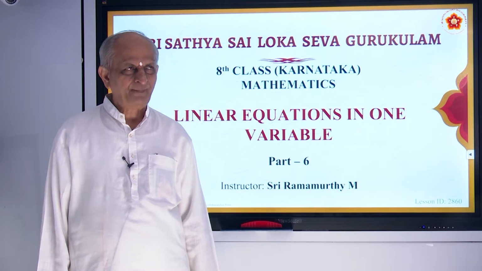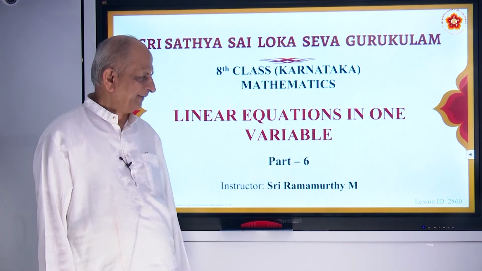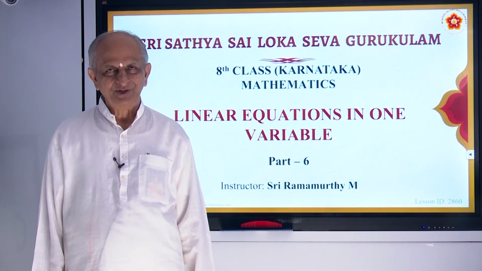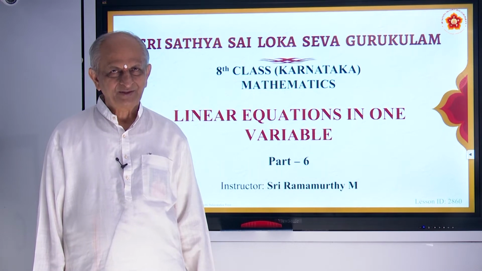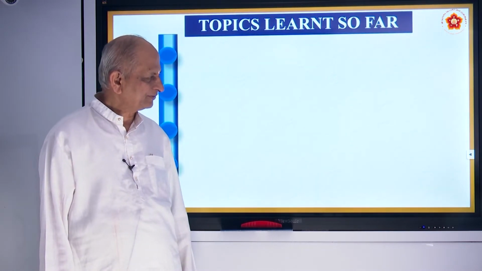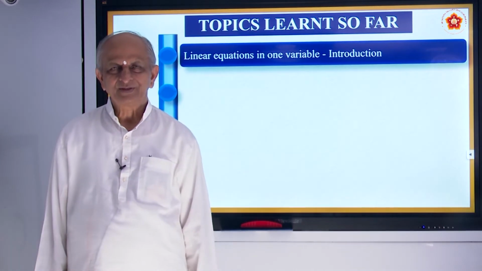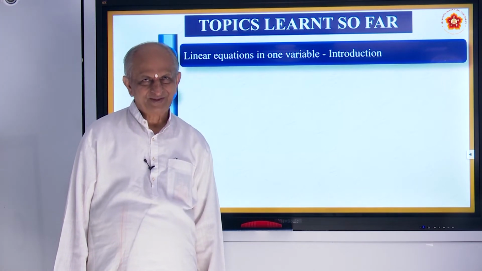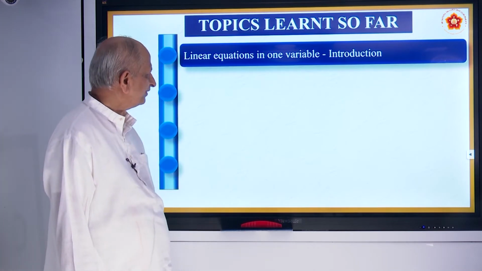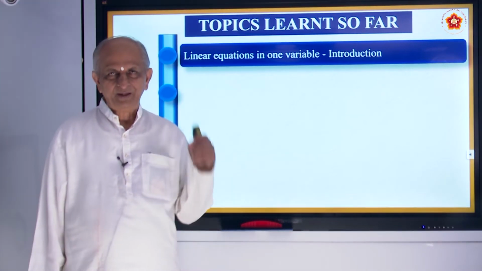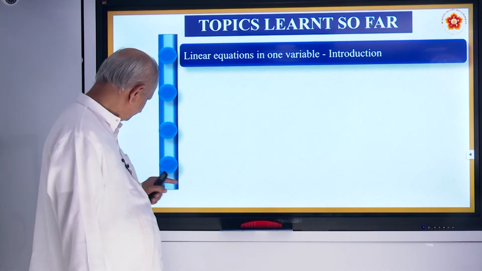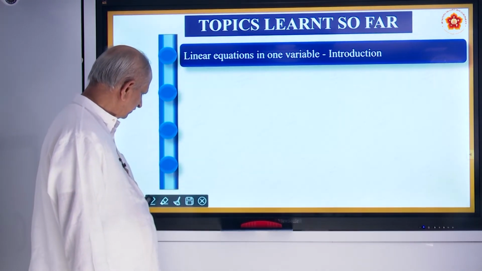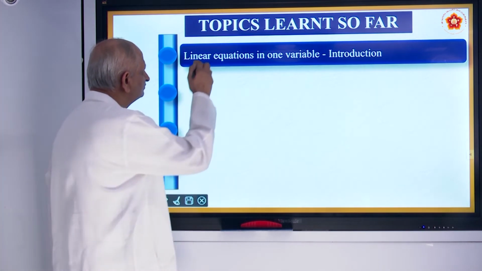We are coming to the last topic of this chapter on linear equations in one variable. So it is one variable. Suppose you have two variables, what do you call it? Simultaneous equations, is it not? And linear equations will have a variable of degree 1. What do you mean by degree? Degree means power. So the power of the equation will be 1.